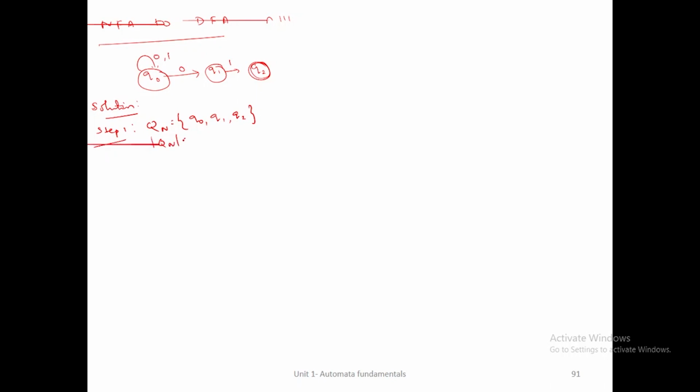So what is mod Qn? That means the number of states, that is 3. So the first step is you should calculate Qd, which is equal to 2 power mod Qn, which is 2 power 3, 8 possible values. So what are all the possible DFA states? You write the possible DFA states.